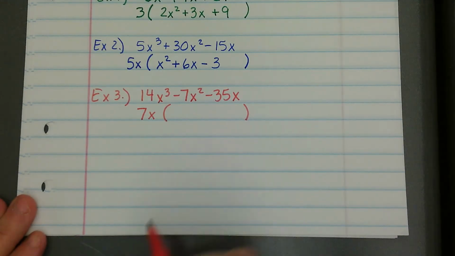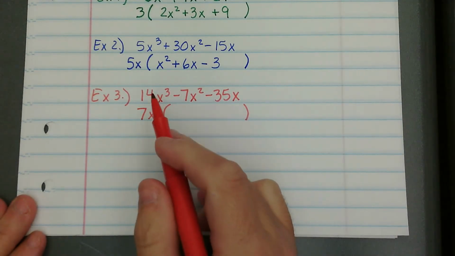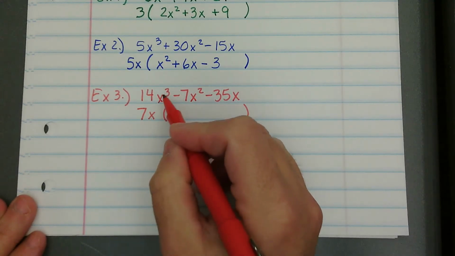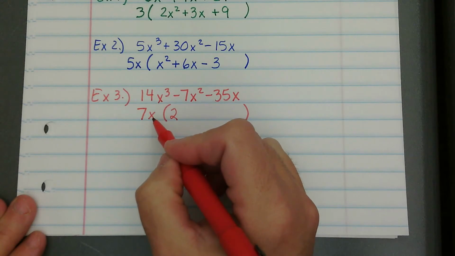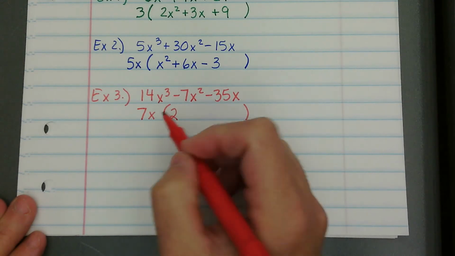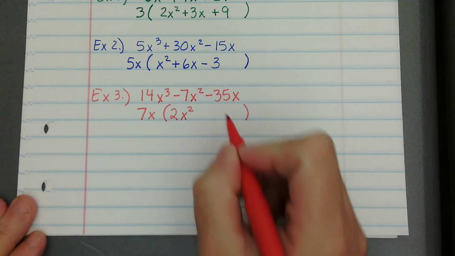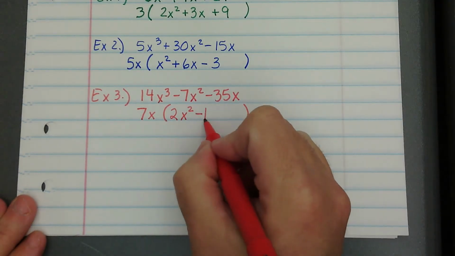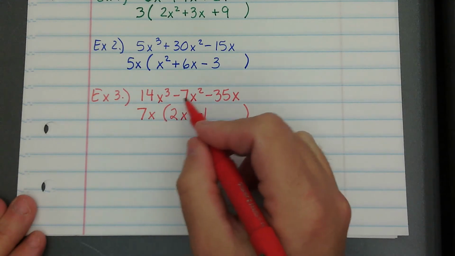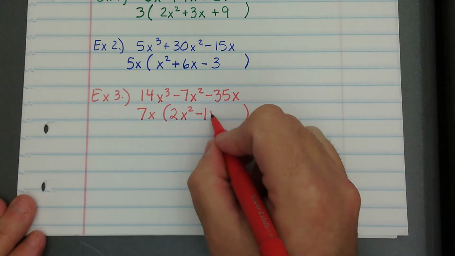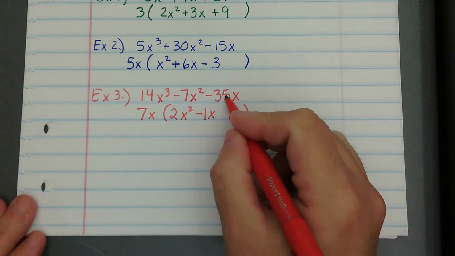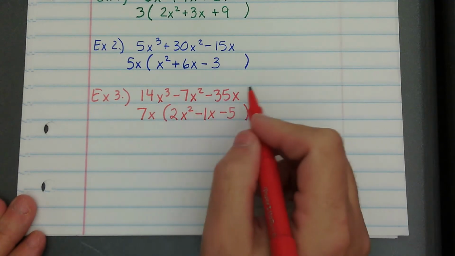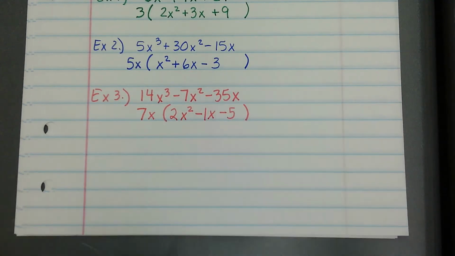One set of parentheses, and we divide the coefficients. So 14 divided by 7 is 2, and we're going to subtract off the exponents. So we've got x to the third divided by x. I'm going to subtract that off, and that gives me x squared left. Then I have -7 divided by 7 is -1. X squared over x. Subtract that x off, and you're left with 1x. -35 divided by 7 is -5. And x, subtract that x because x divided by x cancels. You're left with that.